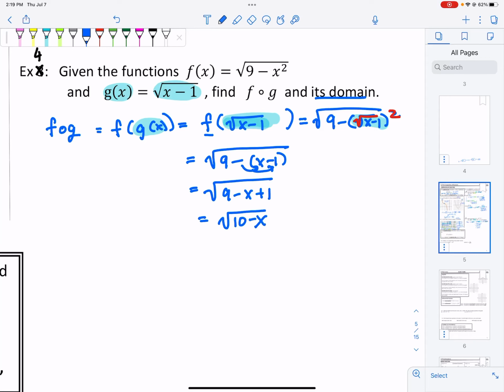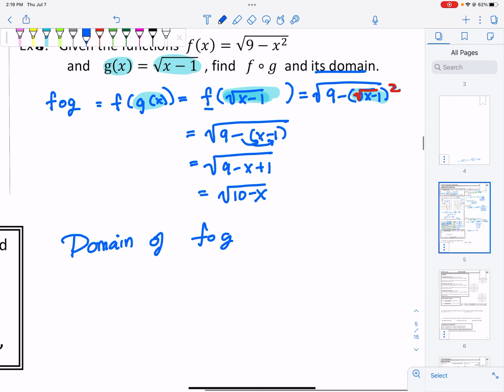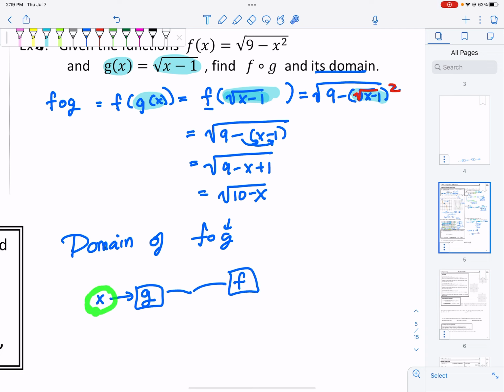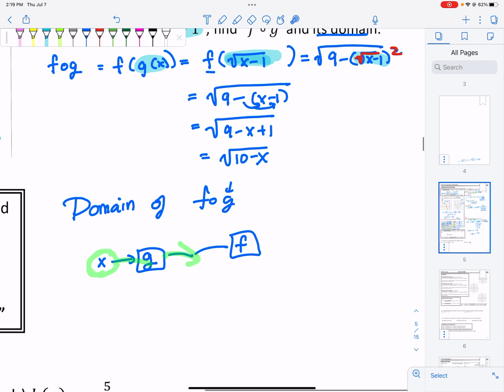Next, we're going to find the domain of f of g. So when we're finding the domain of f of g, first we need to find the domain of g, because we're taking x, put that into g, and then whatever we get out, we put that into f. So we want to make sure that what we put into g has an output first. Okay. So let's first look at the domain of g.